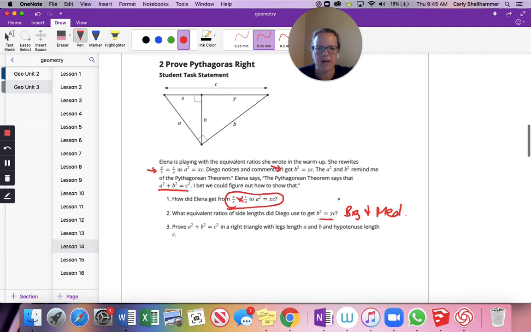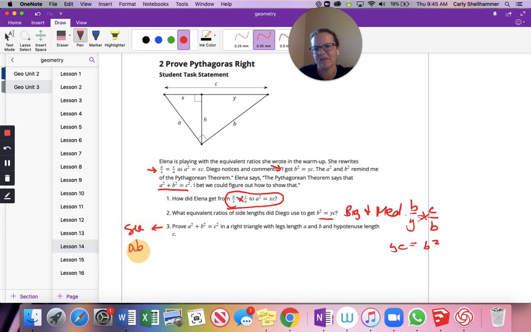He did B over Y equals C over B, B over Y equals C over B, and cross multiplied: B squared equals YC. And then prove that in a right triangle with legs A and B and a hypotenuse of length C.